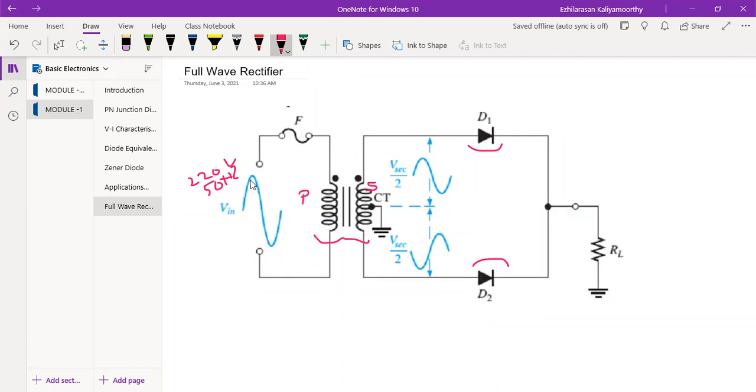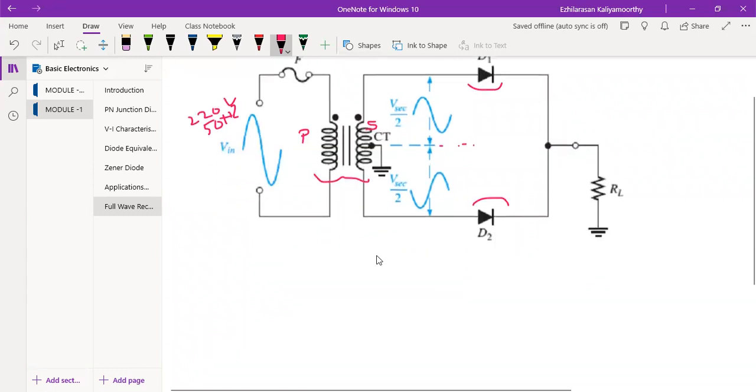Now, what will happen? Since two diodes are there, the input signal gets divided. See here, the voltage will get divided: here I get the positive cycle, and here the negative cycle, in half portions. At the output, the load RL is connected.